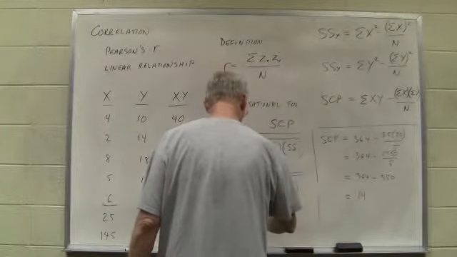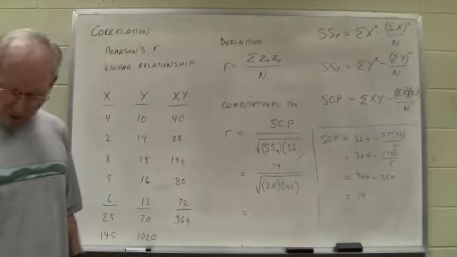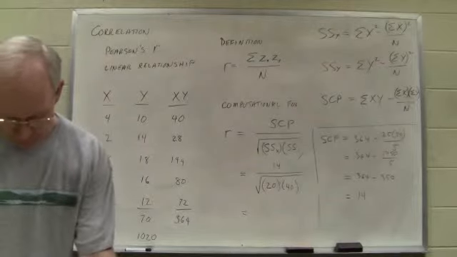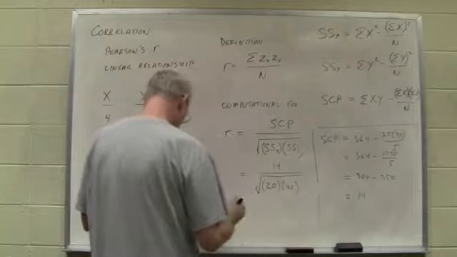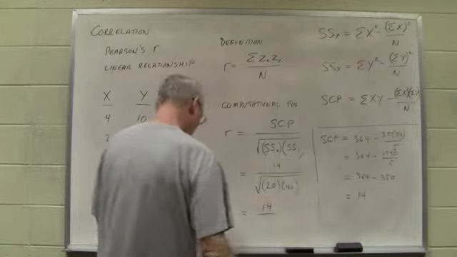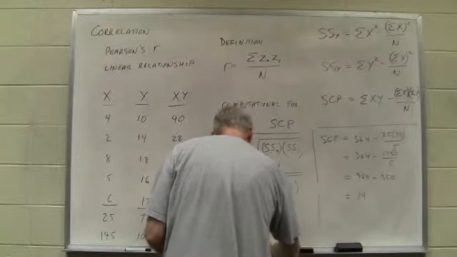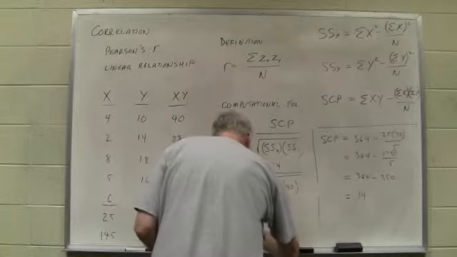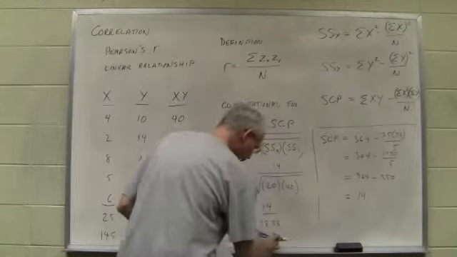The numerator is 14. 14 divided by the square root of 20 times 40. If you multiply 20 times 40 and take the square root of that, you get 28.28. If you now divide that into 14, you get 0.495.